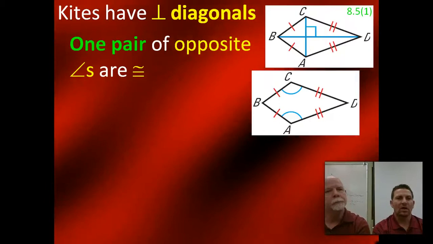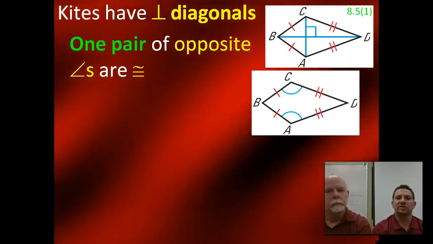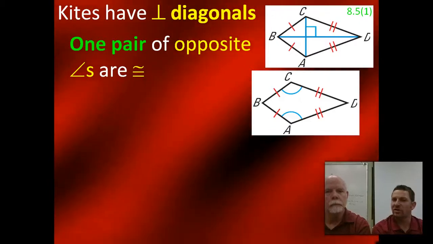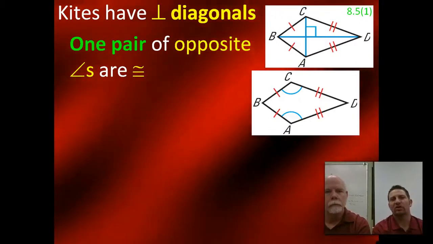All right, so the kites share some pieces of different shapes we've already looked at when we talk about their diagonals. It's going to get a little bit different than the trapezoid here, but kites have perpendicular diagonals.